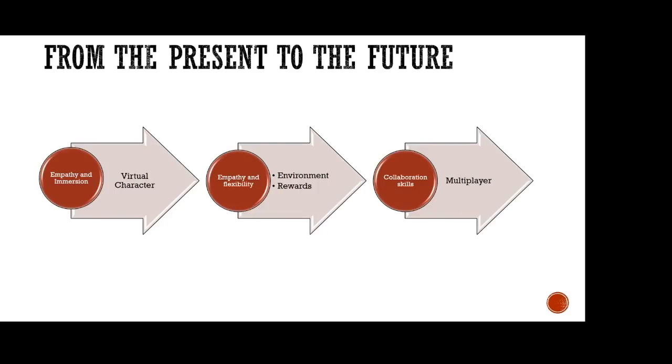So, from the present to the future. Now we analyze empathy and immersion, but with a specific virtual character. For the next experiment, we think the environment or rewards have special effects on empathy and flexibility. For the third experiment, we think empathy has special effects on collaboration skill, and we analyze what happens with multiplayer. This is what we are thinking.